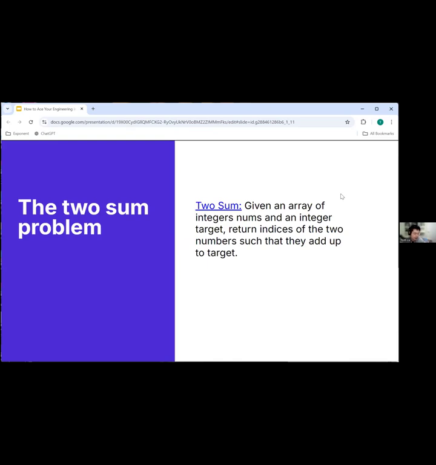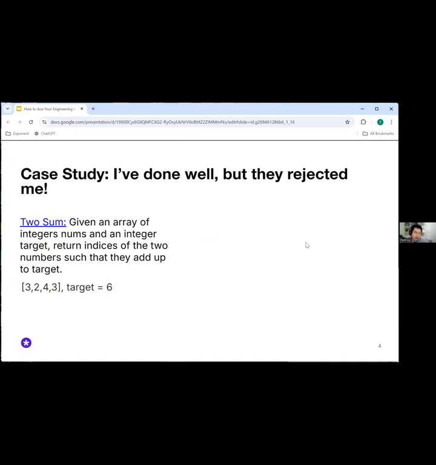Okay, so this talk is designed to be interactive. So let's try to have some fun by looking at this two sum problem together. This is a coding challenge, and the problem is: given an array of integer numbers and an integer target, return the indices of the two numbers such that they add up to the target. An example input is a simple array of 3, 2, 4, 3, and a single target, which is 6.